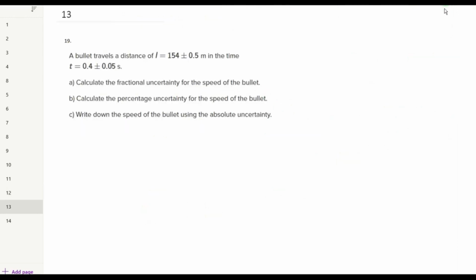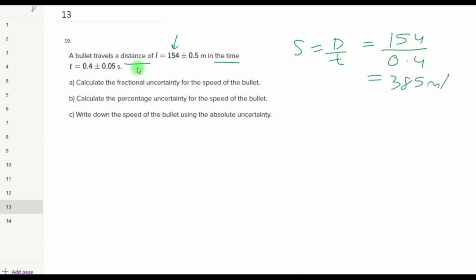Next is question number 19. Here we have to find the speed of the bullet. It's given the distance traveled by the bullet as well as the time. Now the speed is nothing but distance over time. The distance is 154 and the time is 0.4 seconds. So 154 divided by 0.4 gives us 385 meters per second. This is the speed of the bullet.